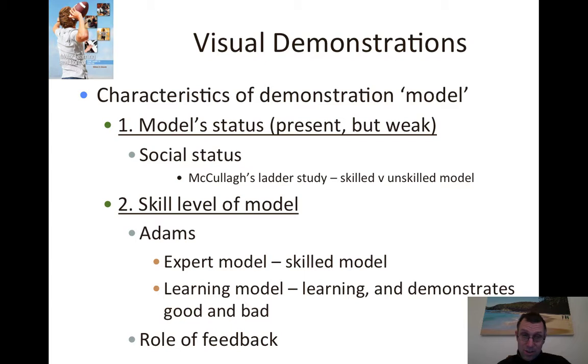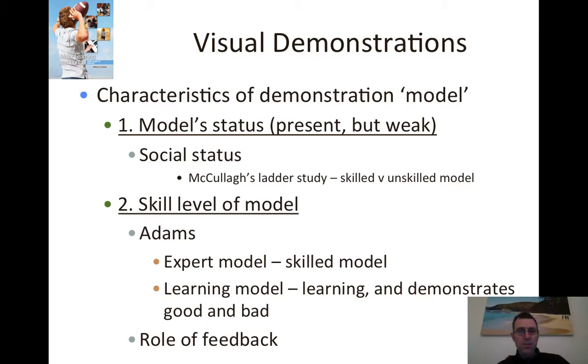What do you think the outcome was? Well, in McCullough's ladder study, the group that had the higher status model had better learning in the end. Again, the effect was relatively weak, and this is not consistently supported in the research, so it's kind of a tweener type of thing.